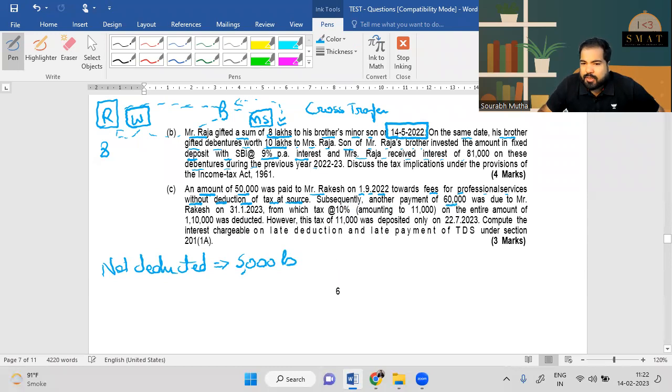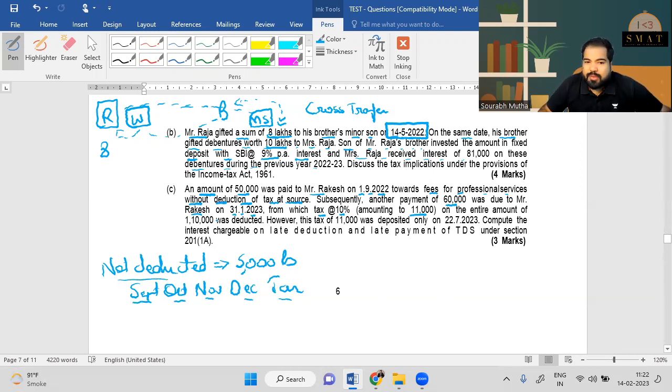Subsequently, another payment of 60,000 was due to Mr. Rakesh on 31st Jan 2023, from which tax at 10% amounting to 11,000 was deducted. Basically, this 5,000 was finally deducted on 31st Jan 2023. So it was finally deducted after a few months. This is September, October, November, December, and Jan. So there was a delay of 1, 2, 3, 4, 5 months on the non-deduction of 5,000.